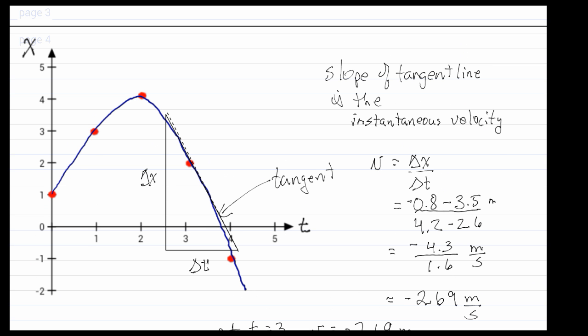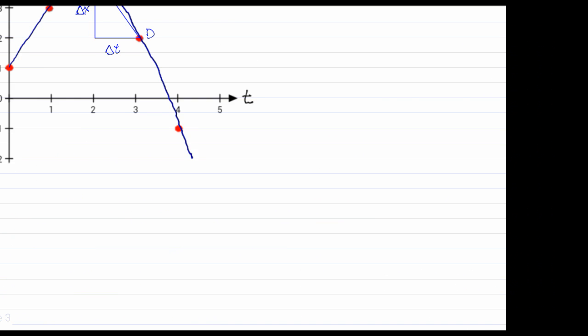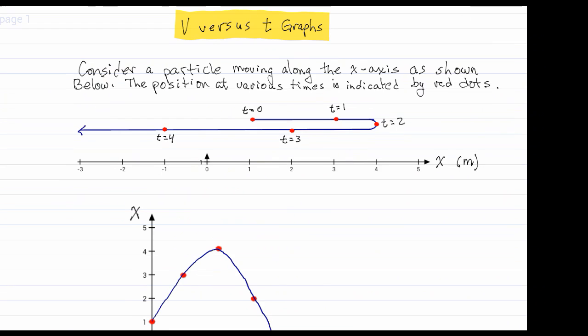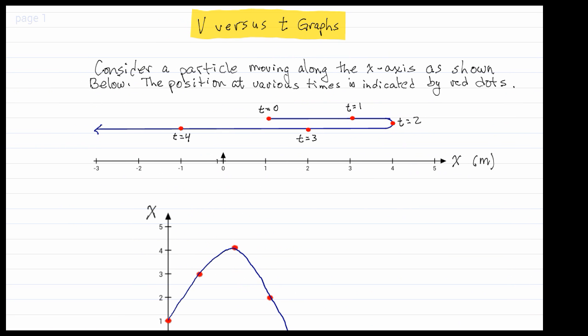Alright, I hope this was helpful, and I think I mislabeled what we were going to talk about. We're not talking about velocity versus time graphs. We're talking here about position versus time graphs. So let's just change that to x. Okay, thank you very much.